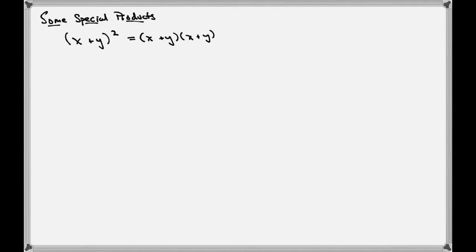Let's apply the FOIL method now. The first two is going to give me x times x. I'm now going to take the outer x times y. I'm going to take the inner y times x. And I'm going to take the last y times y. The order that I multiply real numbers in does not matter. x times y and y times x are the same thing. And so there's two of those terms, and I'm going to combine them to 2xy.